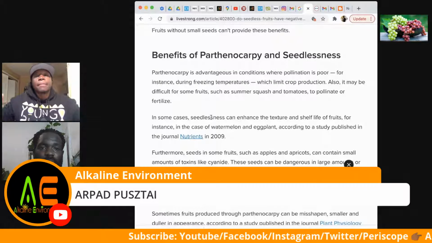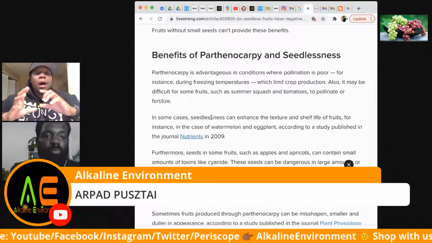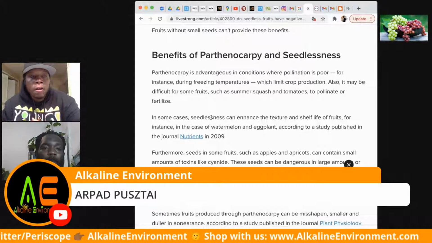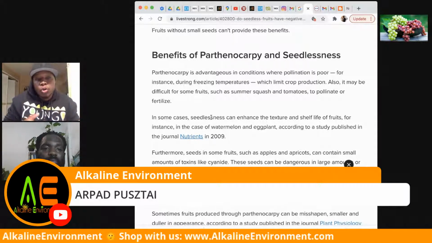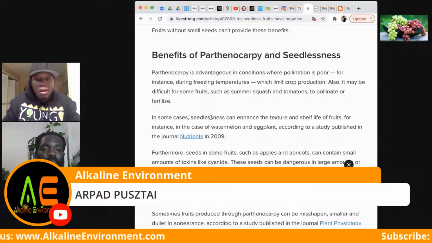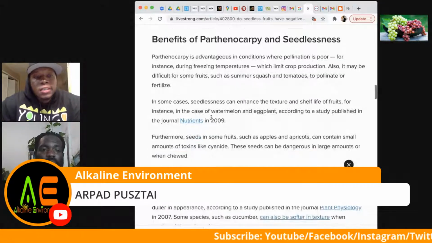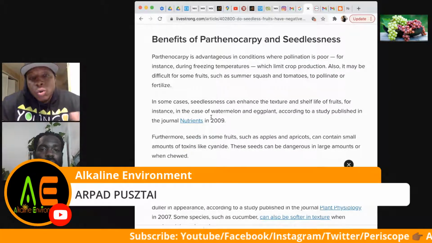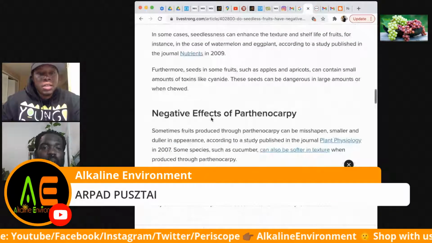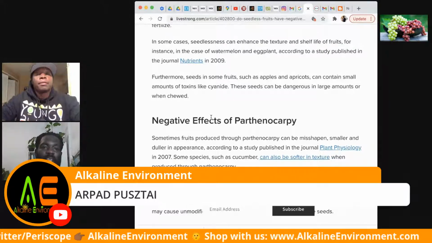Benefits of parthenocarpy and seedlessness. Parthenocarpy is advantageous in conditions where pollination is poor, for instance during freezing temperatures, which limit crop production, like we were talking about. Also, it may be difficult for some fruits, such as summer squash and tomatoes, to pollinate or fertilize. So they have to do what they have to do. You feel what I'm saying? I don't think there's ill intent behind it. It's just like, what do you want them to do? They got to get it done.